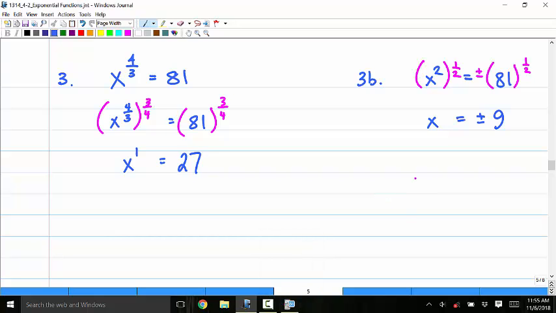Say it again. You don't put plus or minus on this one because you're not taking a square root. Yep, I did over here because you were taking a square root. This one you're not taking a square root. You're taking a 3/4 root, or a fourth root, and then cubing it.